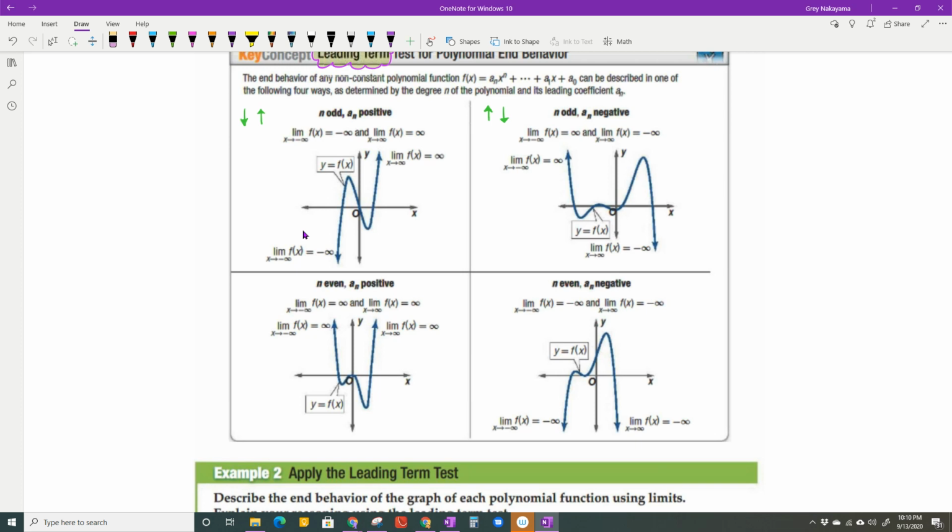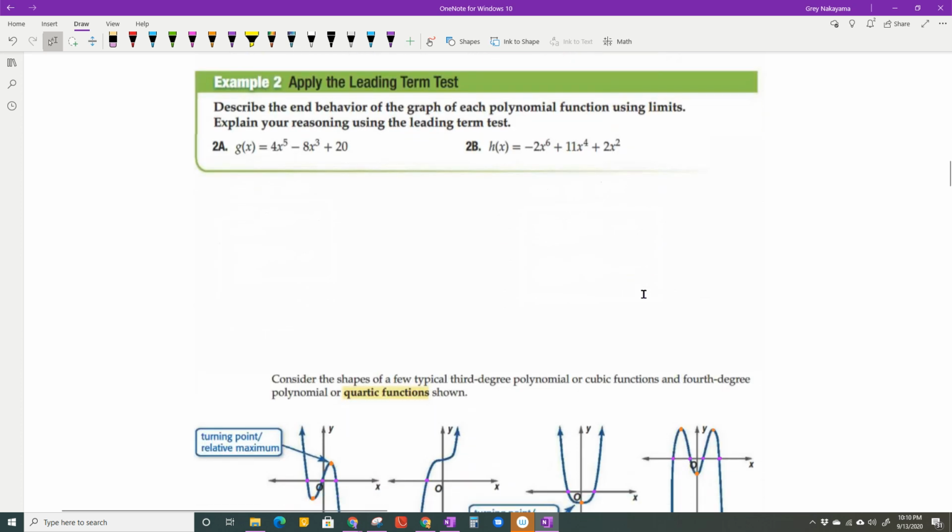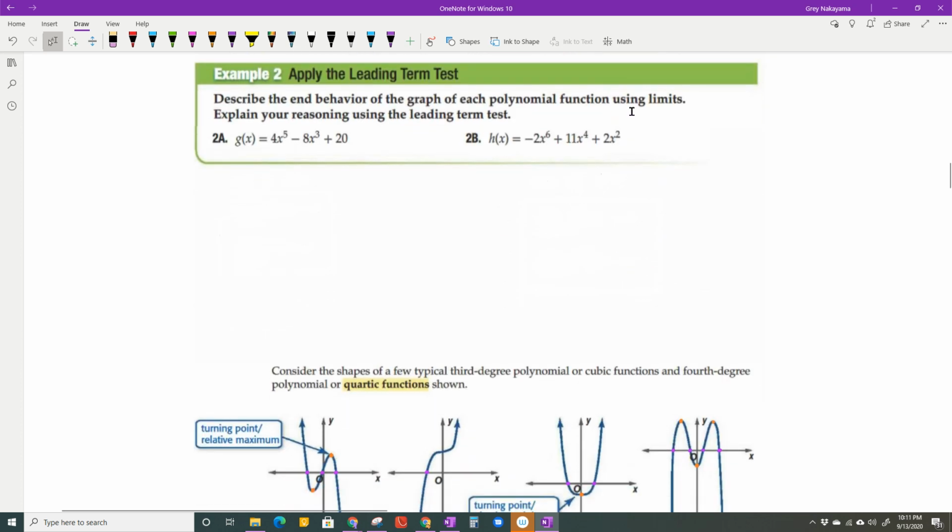All right, and it would be up, down. If it's even positive, even goes the same way. Positive goes up and negative goes down. Again, I'm talking about the left arrow and the right arrow of these graphs. So if you're told to use the leading term test, or we used it, to know what the end behavior of a graph is, you might be confused.